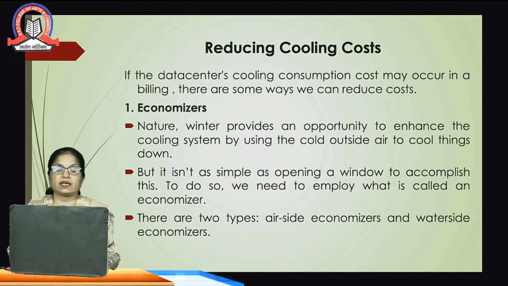Reducing cooling cost. If the data center's cooling consumption cost is high in a billing, there are some ways we can reduce cost. First, economizers. Winter provides an opportunity to enhance the cooling system by using the cold outside air to cool things down. But it isn't as simple as opening a window to accomplish this. To do so, we need to employ what is called an economizer. There are two types of economizer. First is air side and second is water side.